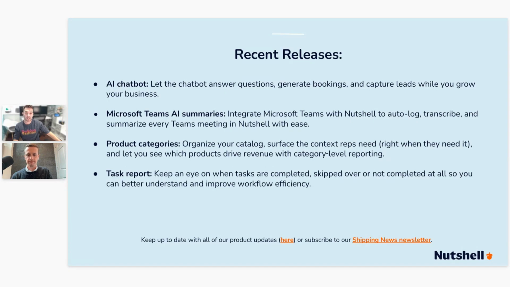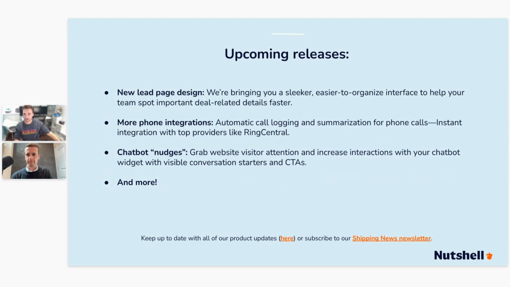We have our Microsoft Teams AI summary. We originally launched with Zoom and Google Meet, and now we have Teams for the trio of probably the three most popular web conferencing softwares out there. We updated and added product categories for those companies with a lot of products, or that have service-based products and actual products-based products. You can separate them into categories to make it easier for your reps to add to certain leads. And of course, a task report that lets you know the status of automated tasks on your team, whether they were skipped, not completed at all, or completed on time for your companies and reps.